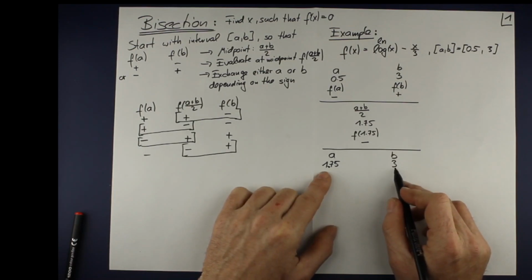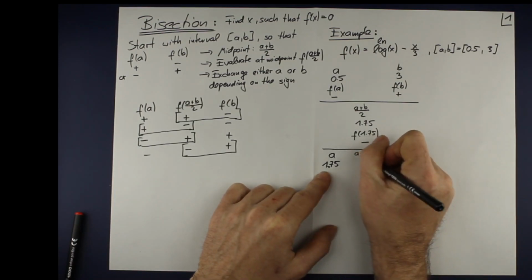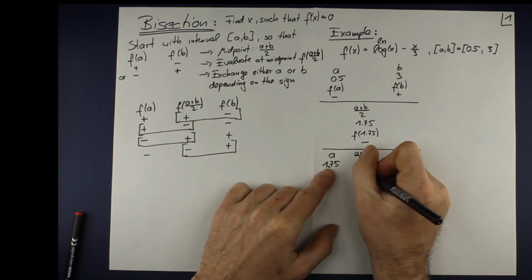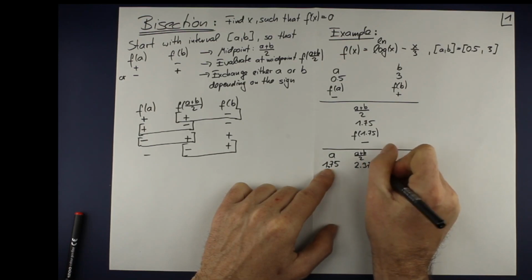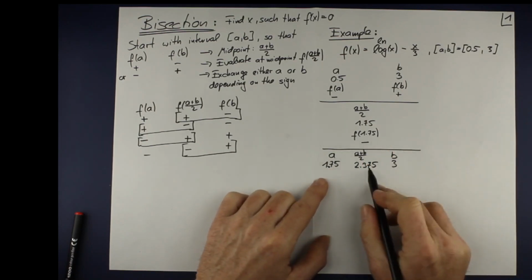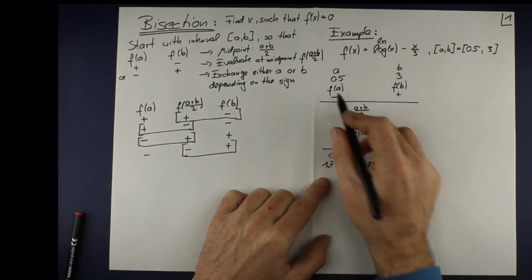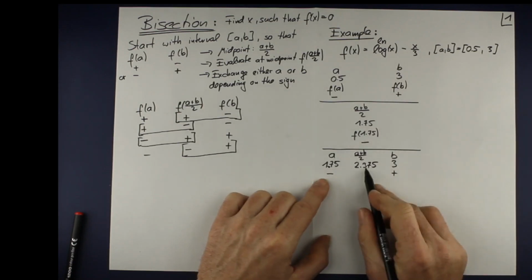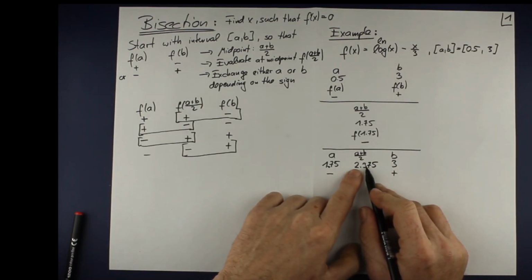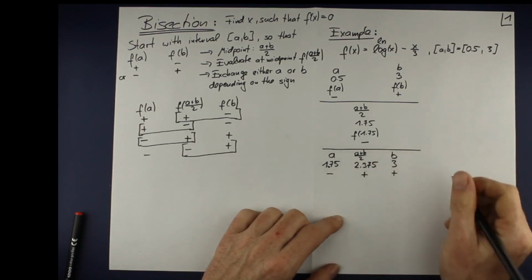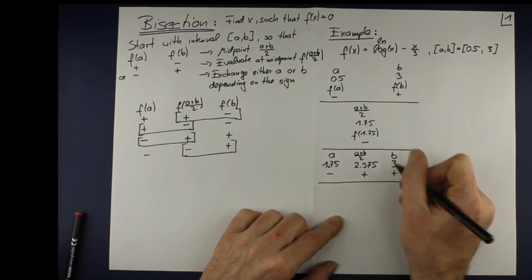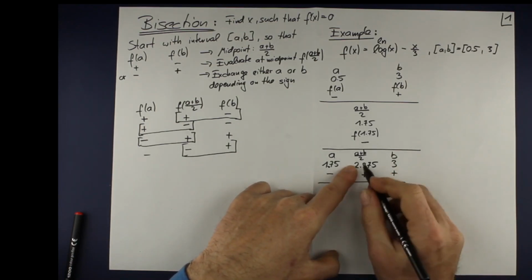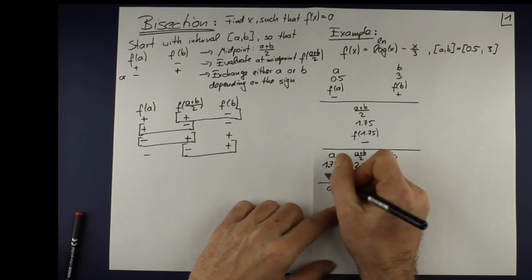And then calculate the midpoint, (a plus b) halved. 4.75 divided by 2 is 2.375. Then evaluate at that position. Here we have a negative, this one, and here we have this positive. And if you evaluate here, then you get plus. And so we get rid of this b, and we work with this number replacing 3. We are here.